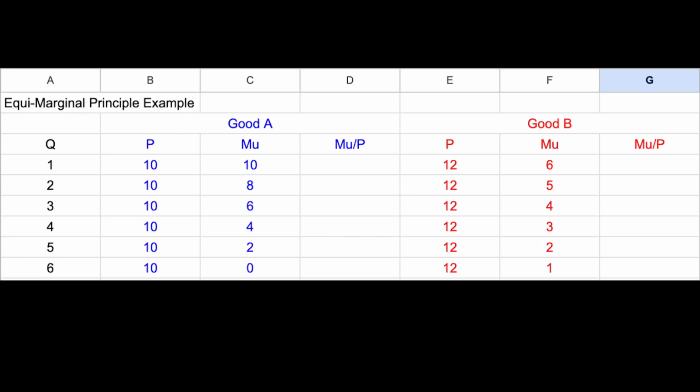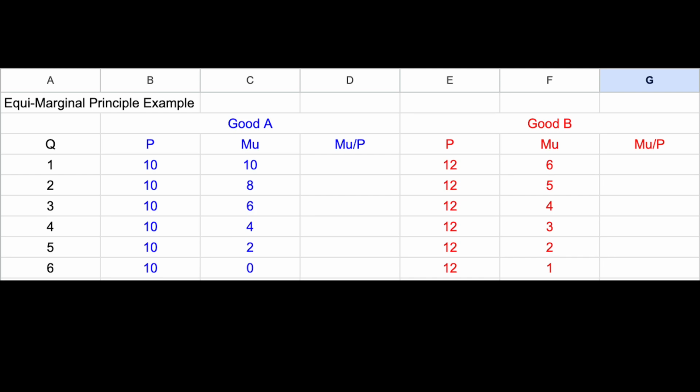In this video, we're going to talk about the equi-marginal principle. This is the idea that the rational consumer will consume goods in the ratio which gives an equal marginal utility per pound or dollar spent on each good. For example, they will consume goods in the ratio where the marginal utility of good A divided by the price of good A is equal to the marginal utility of good B over the price of good B.